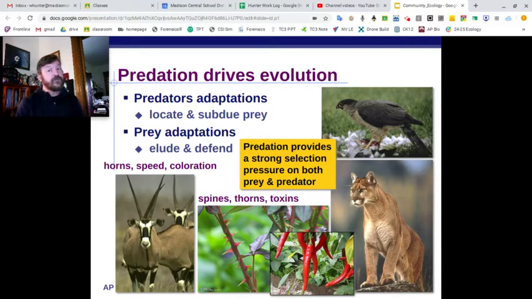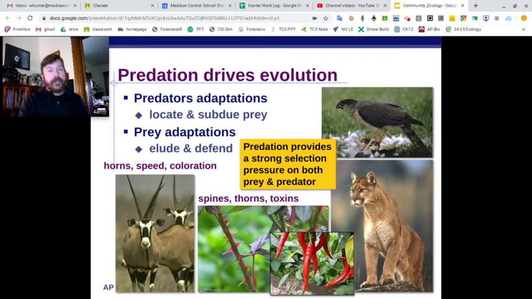Predation is a very important driver of evolution because there's a lot of adaptation that goes on between the two organisms. And in fact, you'll see sometimes that this is a form of coevolution. As the predators evolve their adaptations to do things like catch their prey and take it down, and get the food, the prey are also evolving adaptations to get away from the predators. So it's a very strong selective force on both.